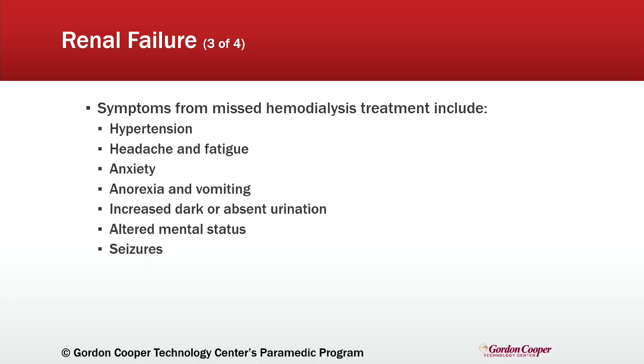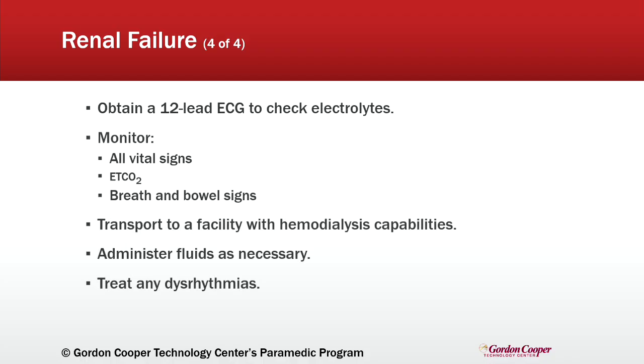Some symptoms we're going to typically see with someone in renal failure is they may initially present with hypertension, headache, anxiety, fatigue, anorexia if they've been dealing with this for quite some time, vomiting, increased dark or even absent urination, altered mental status, and maybe even progress to the point of seizures because of the buildup of toxins and electrolytes. So because of the electrolyte and toxin risk, we want to get a 12 lead EKG to help identify any imbalances that may be present and really know what we're up against cardiovascular wise.